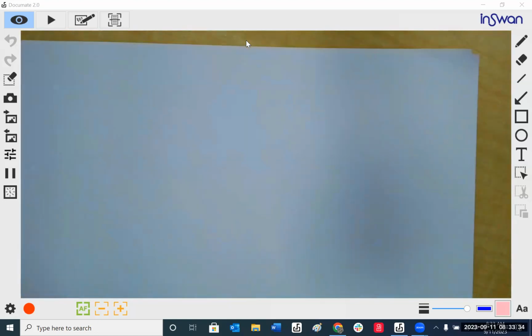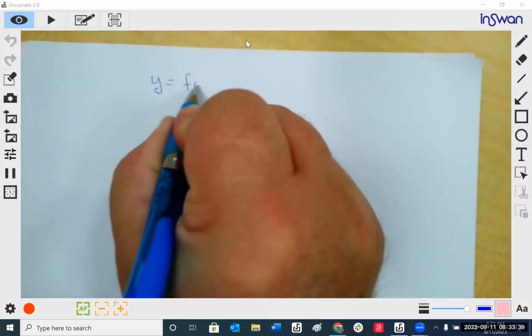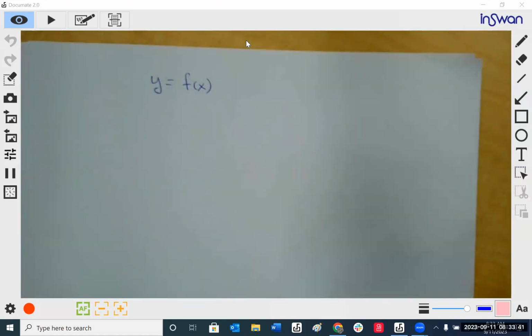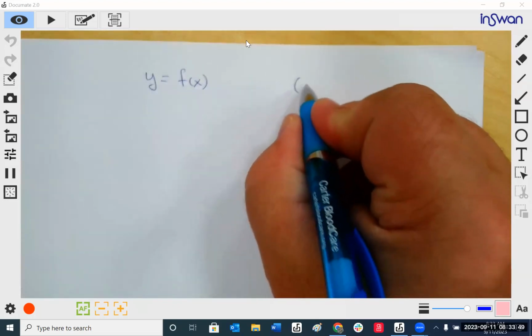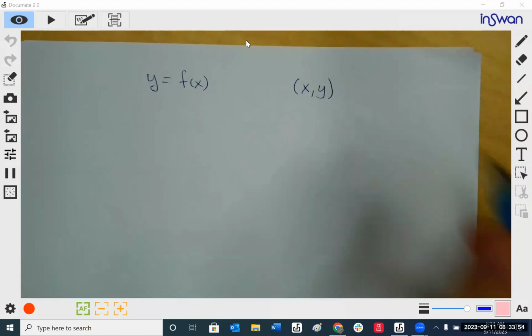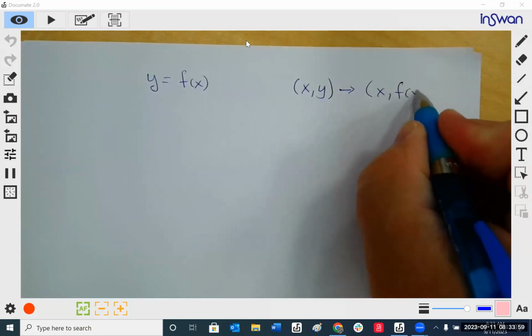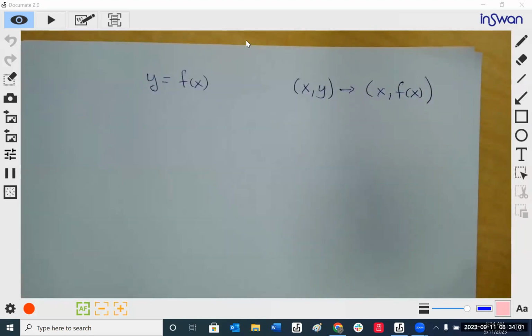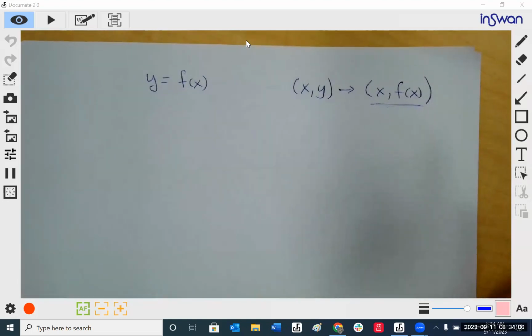So let me go back to here. What we're saying here is y is the same thing as f of x. They're the same thing. If we had a point on our graph, it's x, y. When we deal with functions, we represent them like this. To be honest with you, this is more definitive of what you want to do.